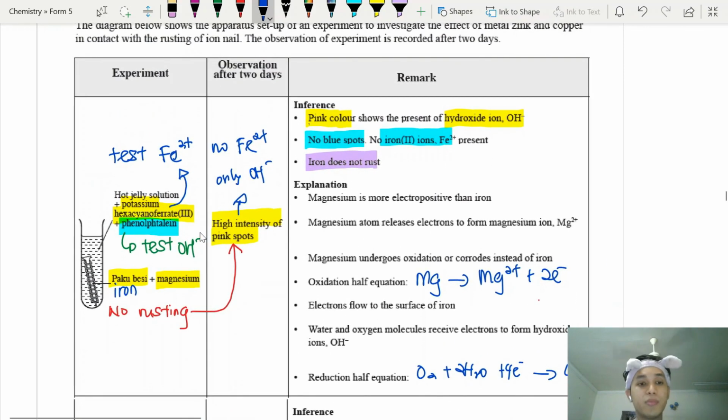For an experiment, how do we know rusting happens or not? It depends on the color of the solution. When you have the potassium hexacyanoferrate, if rusting happens, you are going to see blue spots, meaning this one is going to change into blue color. If you only see pink color, meaning inside the solution only got hydroxide ions, rusting does not happen. So that is it for your whole rusting process.